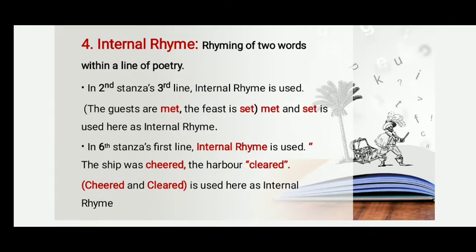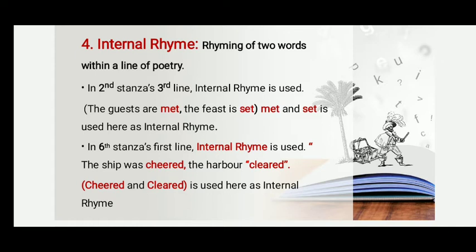The fourth literary device in the first part of this poem is internal rhyme. I discuss here what internal rhyme is and where it is used. Rhyming of two words within a line of poetry is called internal rhyme. In this poem, in the second stanza, third line, internal rhyme is used. Let's see: the guests are met, the feast is set. Here, "met" and "set" are used as an internal rhyme.